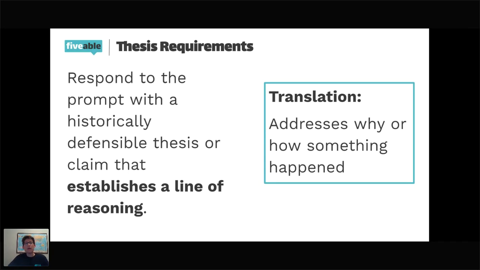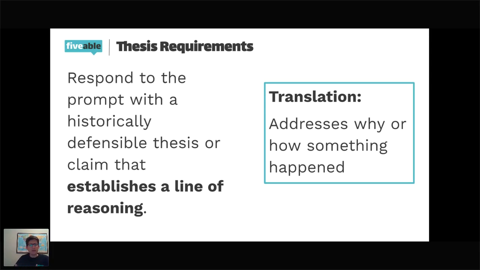And the reason for that is there are a million different ways that you can go about responding to the prompt with a historically defensible thesis or claim that establishes a line of reasoning. There are so many different ways to do this. I read for the DBQ last year, and reading hundreds of essays over the week, I found that no two really addressed the prompt in the same way. Obviously, there were some similarities in answers, but some people addressed it with the historical reasoning skills of change and continuity, and some with comparison, and some with causation. And there were just so many different ways to go about this.